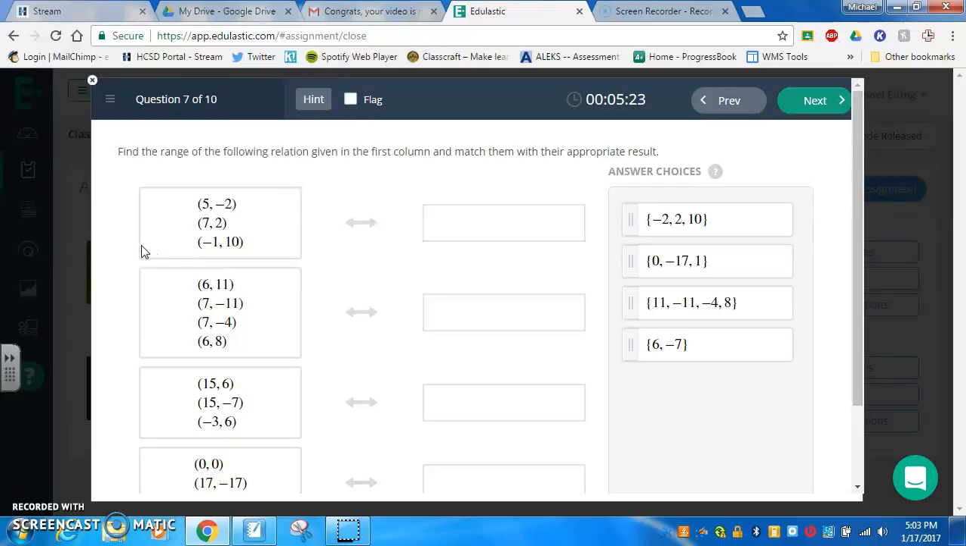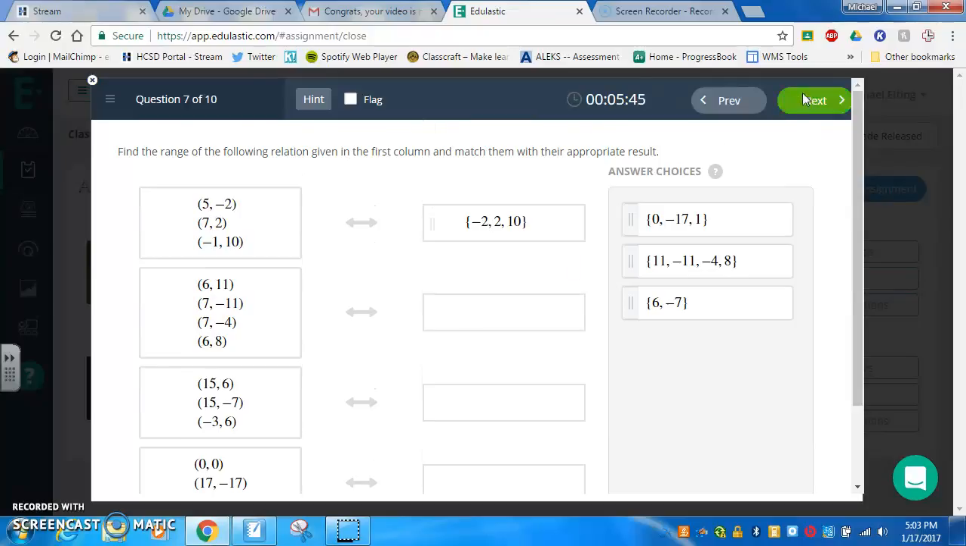And in this case, guys, to find the range is just the output. So you need to look. For this one, it's -2, 2, and 10. It's the y values. It's the second number. Put in 5, you get out -2. Put in 7, you get out 2. Put in -1, you get out 10. Booyah, which one says -2, 2, and 10? Oh, what do you know? It's the very first one. There you go. Keep going with this. I think you can figure out the rest.